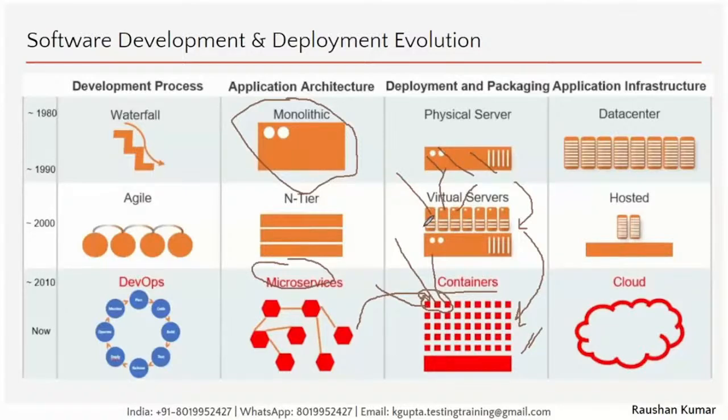The goal has been the same: efficient utilization of the resource. If my one VM is completely, fully utilized, then only I'm going to run my workload in the other VM. That has been the goal, right? And we are in the phase of cloud now. We have got major cloud players in the market now: AWS, Azure, GCP.